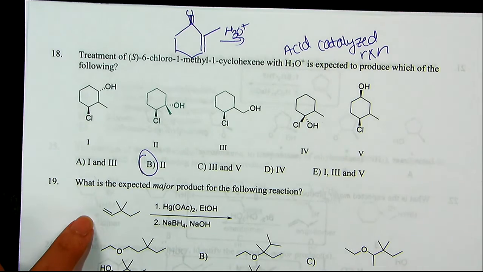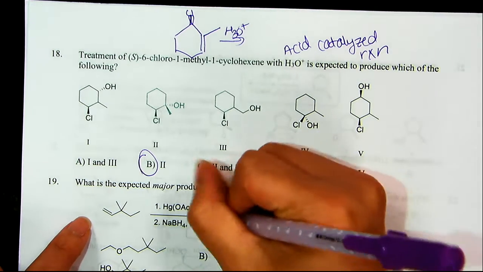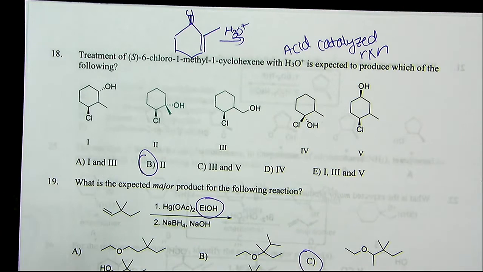Alright, what's the expected major product? This is an oxymercuration-demercuration reaction. Oxymercuration-demercuration means that we're going to add on the more substituted position. So when we do this, we should get C as our answer because this is our nucleophile. You can replace that with water to make an OH group. You can replace that with whatever nucleophile you want, and that will change the reaction.